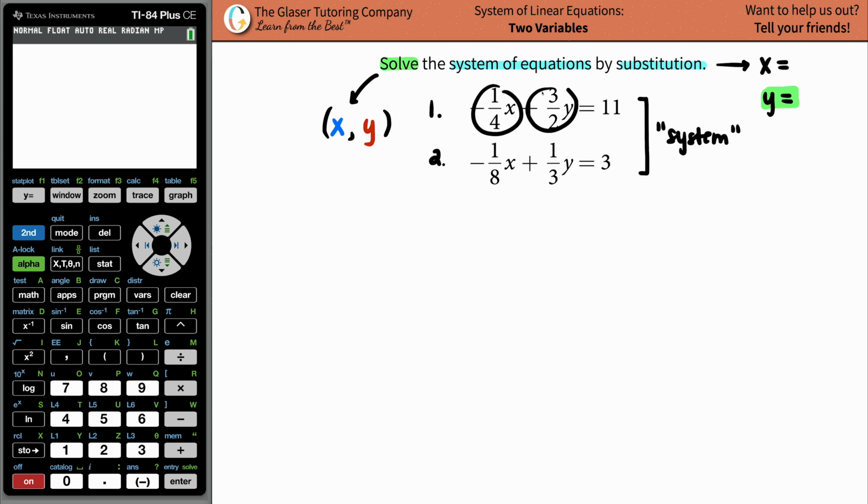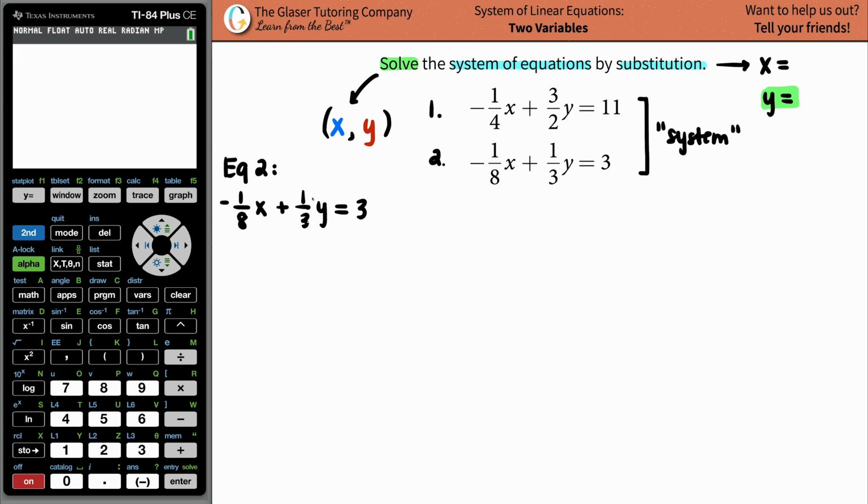Now, if you wanted to choose one of the other three, go for it. Use the same steps with your problem that you got in front of you, and if it's the same one, but just done two different ways, at the end of the day, we still should get the same answer. So I'm going to take equation 2, and I'm going to solve for y equals. So let's go. We got negative 1/8 x plus 1/3 y, and this equals 3.